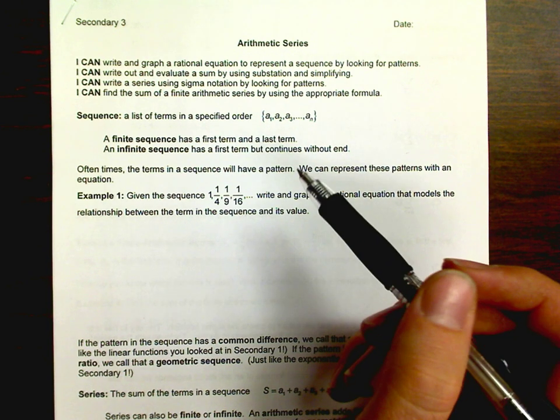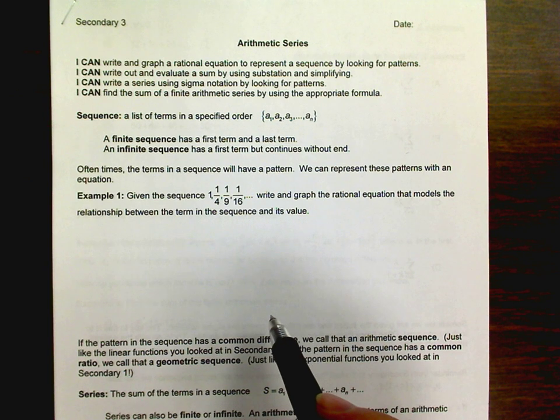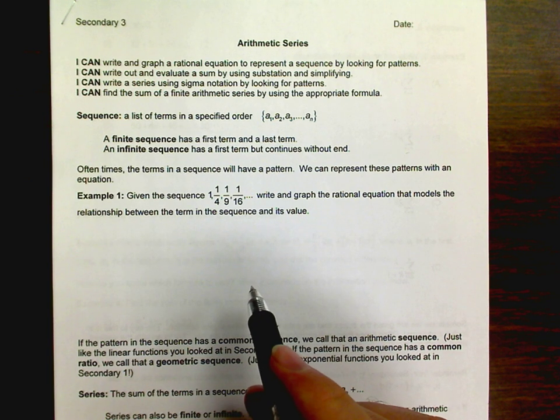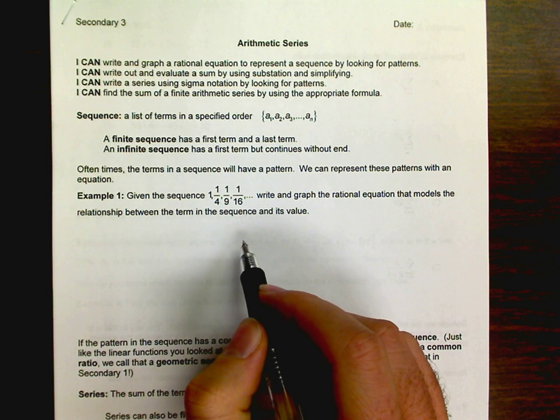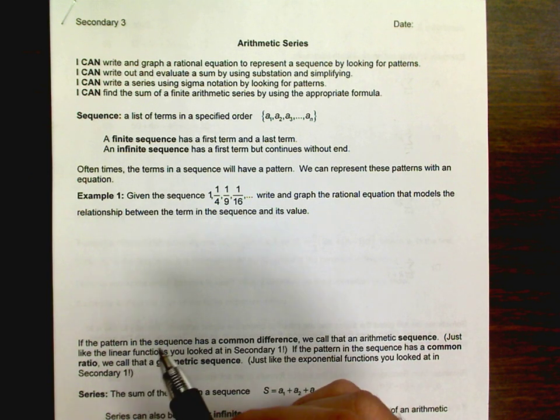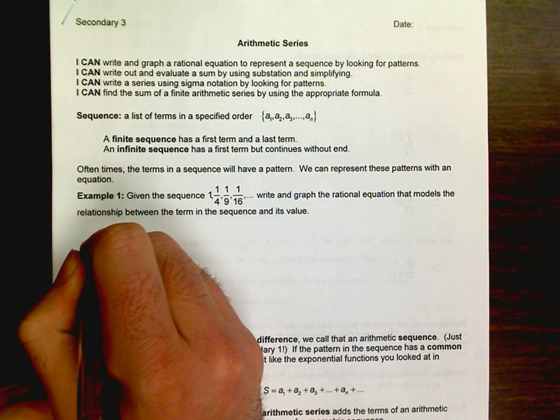Oftentimes the terms in a sequence will have a pattern. We can represent these patterns with an equation. So first thing I want to talk about is pattern recognition. Here's a sequence: 1, 1/4, 1/9, 1/16, and we want to write out an equation that we could use to model this. I need to rewrite these terms for a second here.